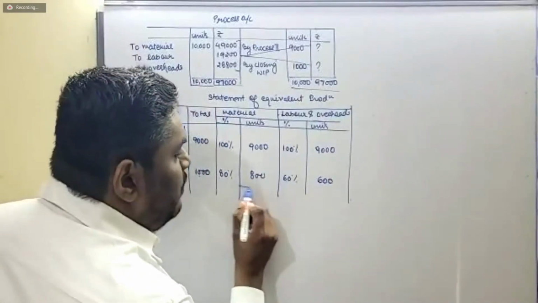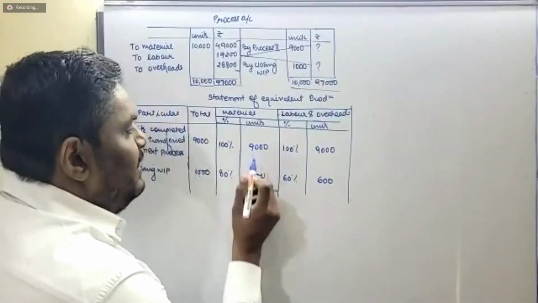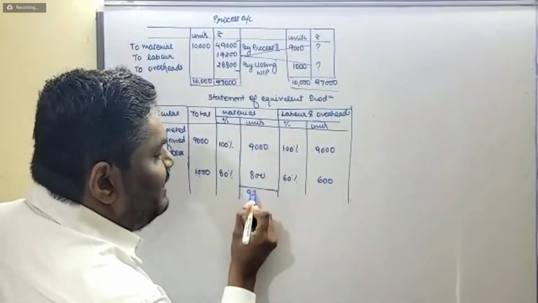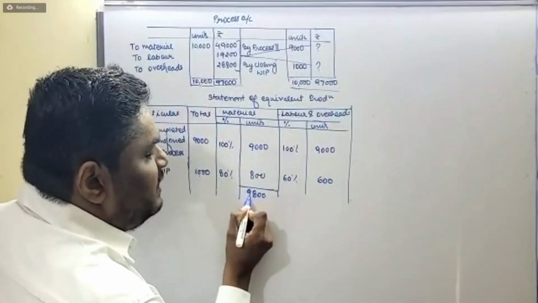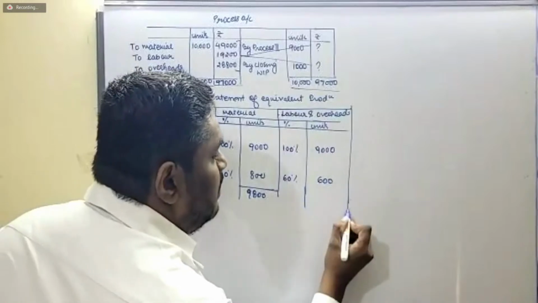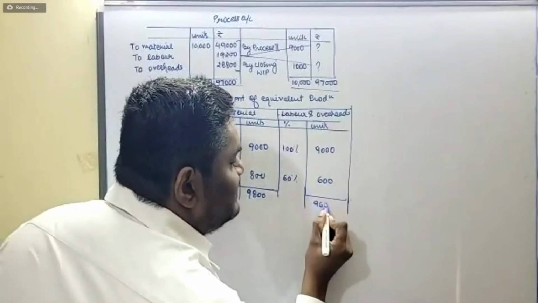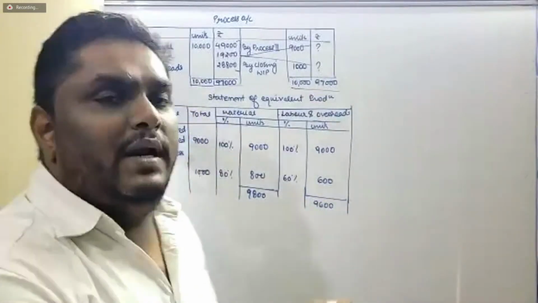So the total equivalent number of units is how much? 9,000 plus 800, that is 9,800 in respect of material, and 9,600 in respect of labor and overheads.